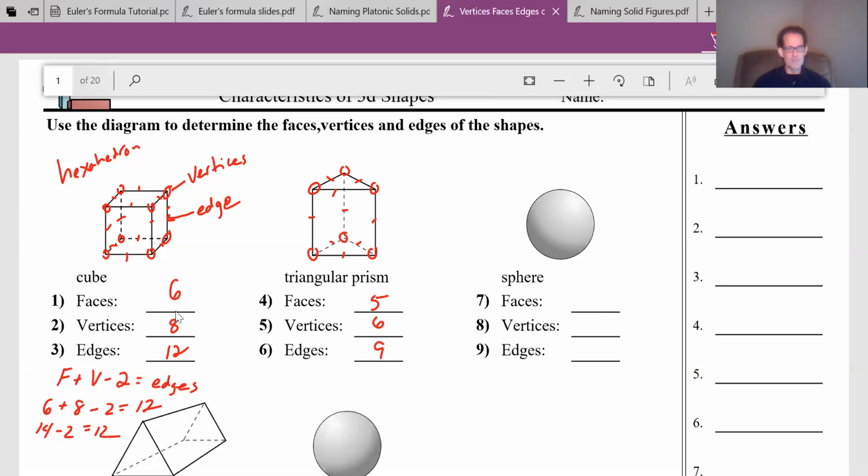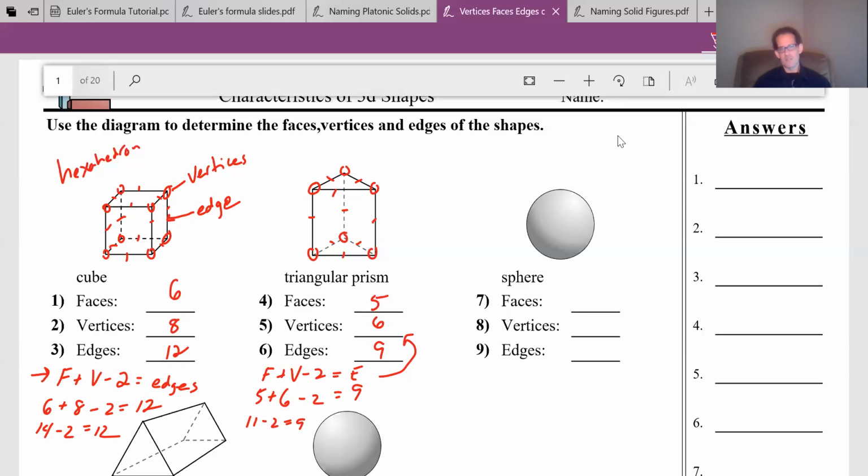Let's see if I can use Euler's formula right here. Again, I have faces plus vertices minus 2 equals edges. So my faces are 5. 5 plus 6 minus 2. Does that equal 9? 5 plus 6 is 11, minus 2 equals 9. And so here again, we can see using Euler's formula makes it a little bit simpler.